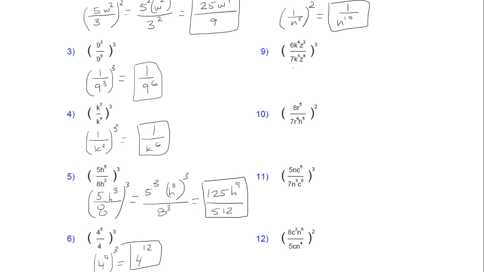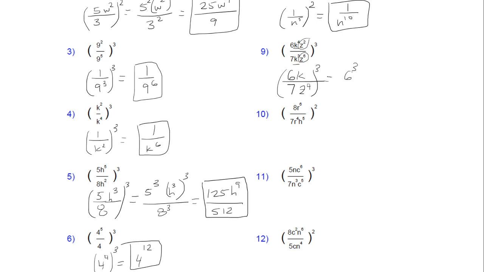For 9, the 6 and the 7 cannot be simplified, so we'll just leave them alone. K to the 4th over k cubed will give me k. Z squared over z to the 6th will be z to the 4th in the denominator. Now that the inside is simplified, we're going to cube everything.